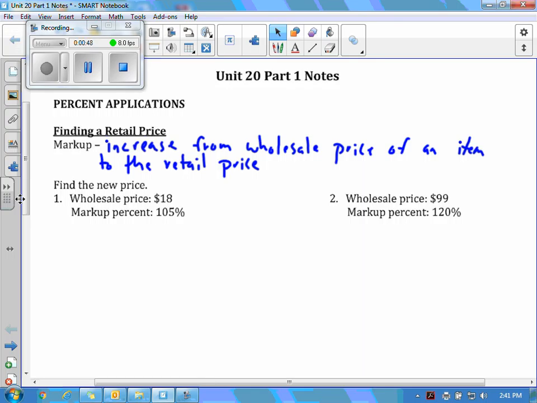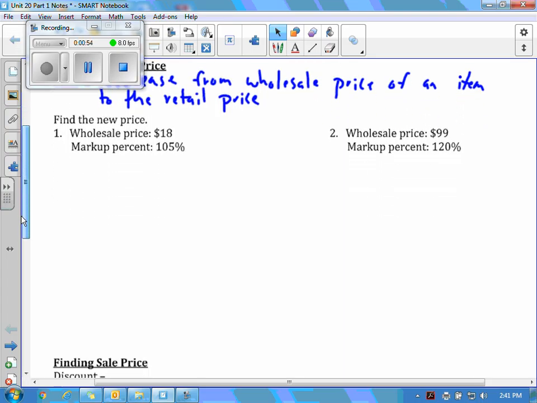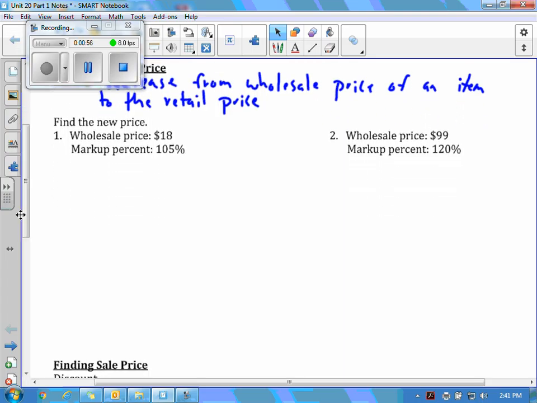So the first thing we're going to look at is how to find a markup price. With a markup, your price is always going to go up. So it says find the new price. Our wholesale price is $18, and we're going to mark it up 105%. Now this is very similar, or basically exactly the same as what we did in the last unit, when we were increasing the amount by a certain percent.